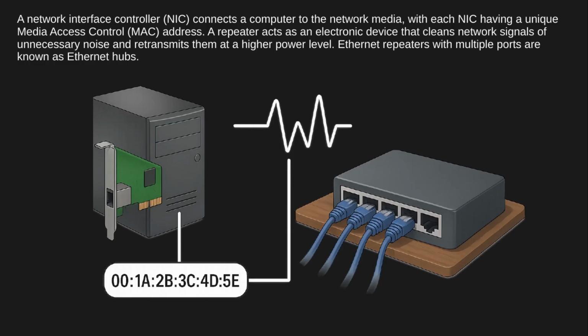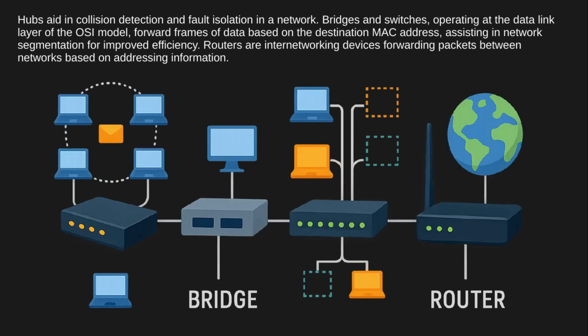A repeater acts as an electronic device that cleans network signals of unnecessary noise and retransmits them at a higher power level. Ethernet repeaters with multiple ports are known as Ethernet hubs. Hubs aid in collision detection and fault isolation in a network.